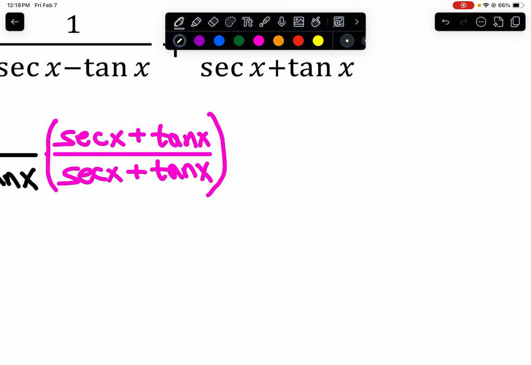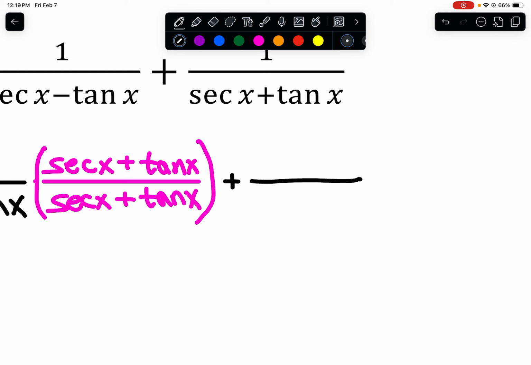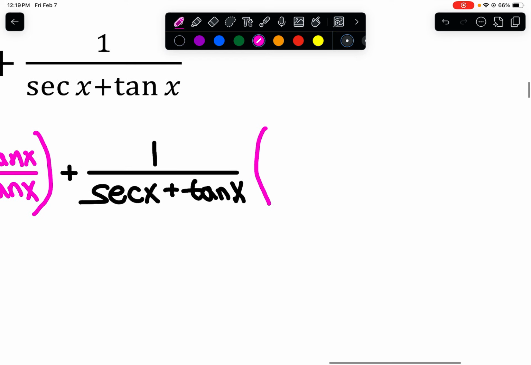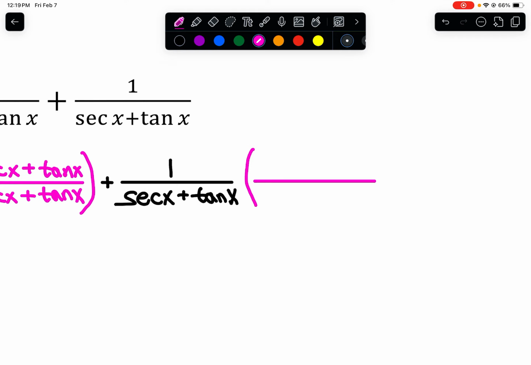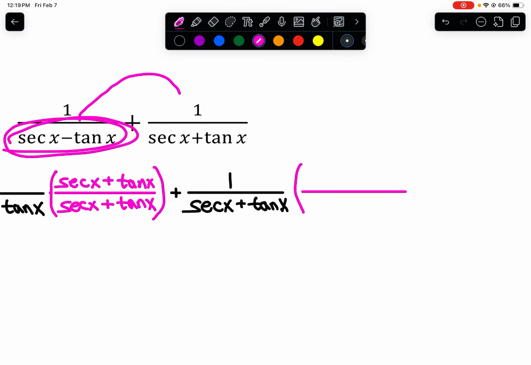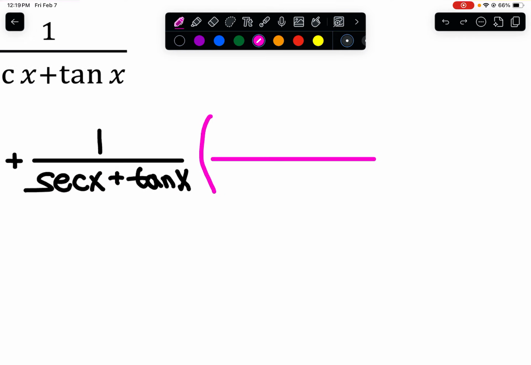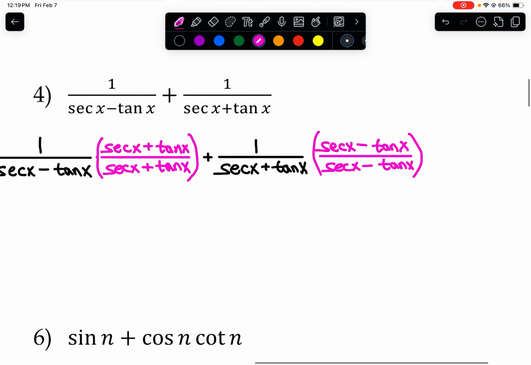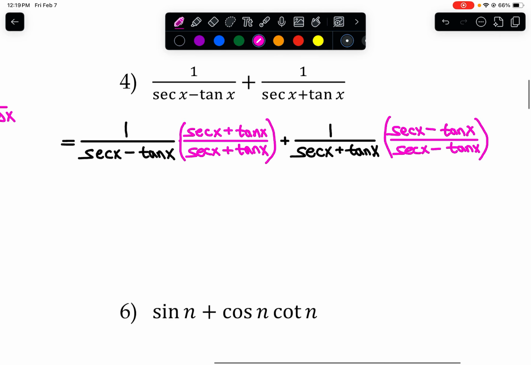And then I still need the original for the second term, so that's going to be 1 over secant x plus tangent x. And then my funky form of 1 over here is going to be the denominator of the left side, so I'm going to multiply by secant x minus tangent x over secant x minus tangent x. And then this is the monstrosity that I now need to simplify.